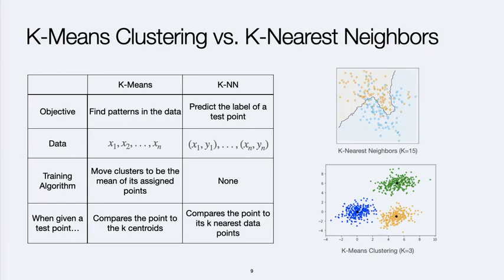The training algorithm for k-means, which we just talked about, is moving clusters to be the mean of their assigned points and then continuing that process. For k-nearest neighbors, we don't have any training algorithm. We just plot all the points down, and then we use the points to make predictions on new test points. When given a test point for k-nearest neighbors, we compare the point to its k-nearest neighbors and then make a prediction based on the majority or mean labels. For k-means, we want to compare the data point to the k centroids. In k-nearest neighbors, there are no centroids at all. That's an important idea.